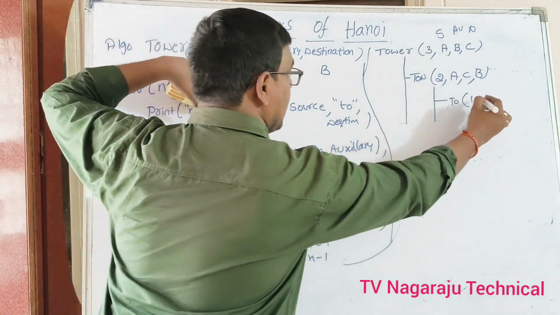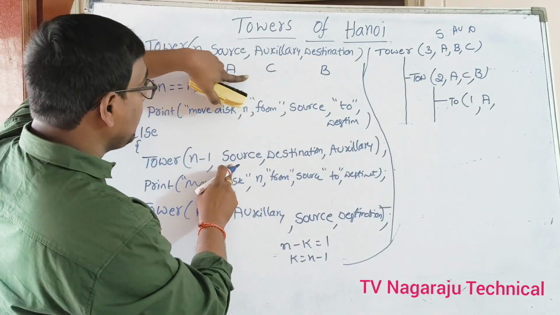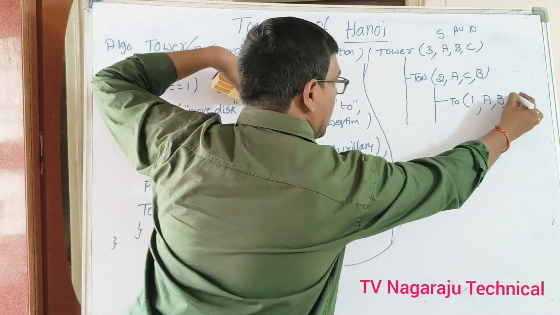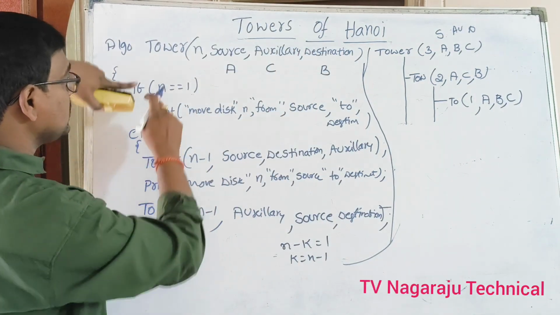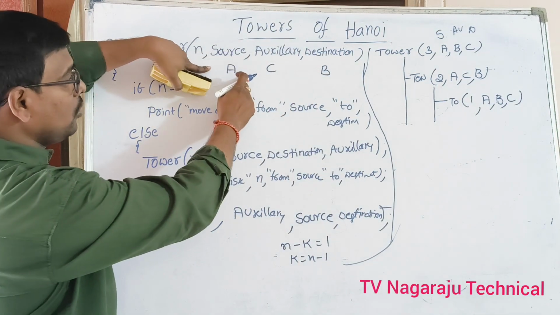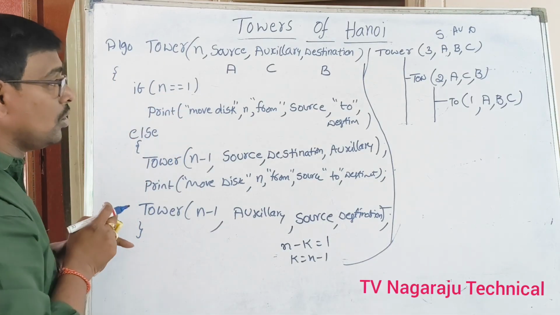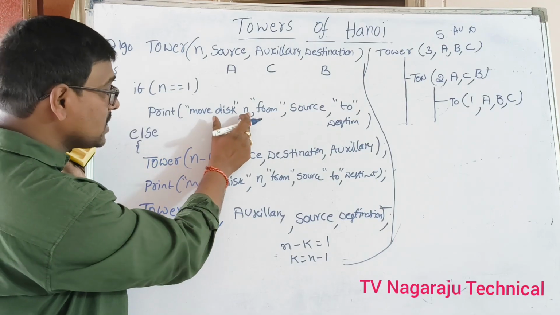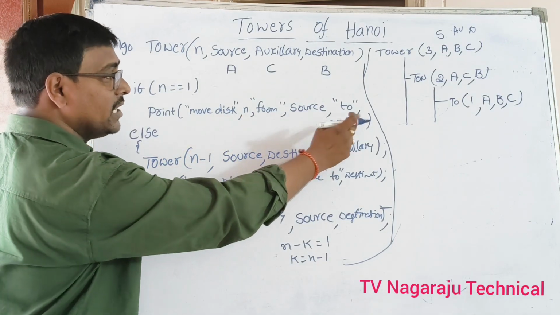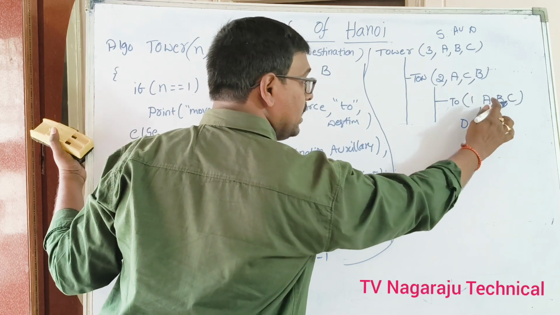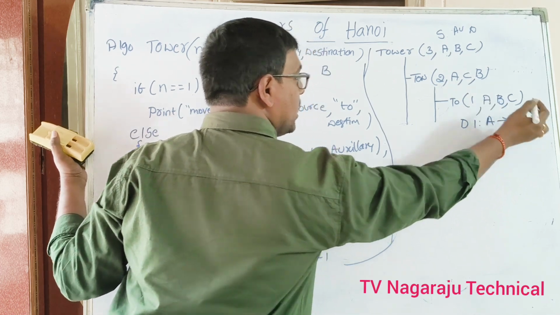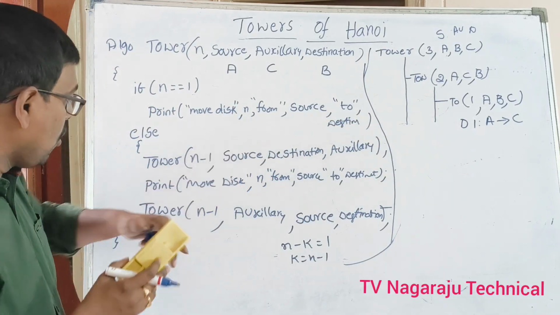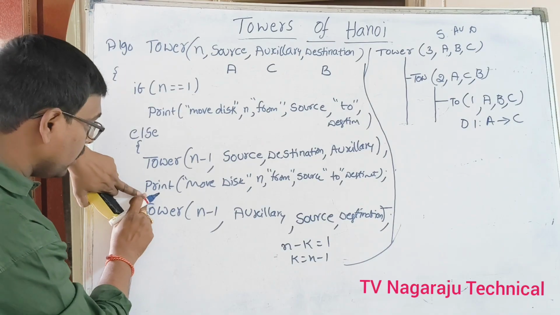My source is A. My destination is B. And my auxiliary is C. Now by using this, again you call the function. Whenever you call the function, in that case n is equal to 1. What do you write? Move disk 1 from source to destination. In this we are moving disk 1 from source to destination, A to C. After that, return. Once it returns, we are moving to here.